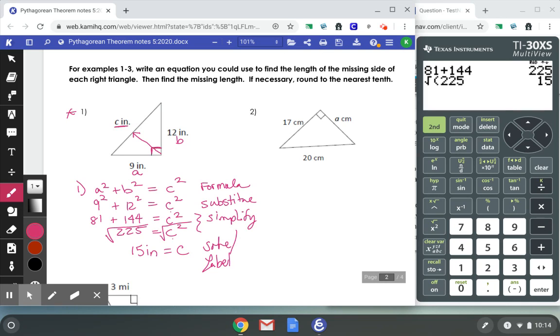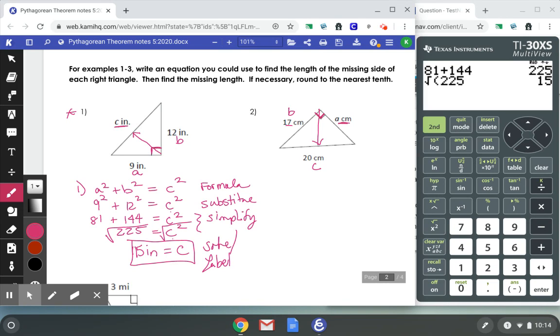Okay, so we found that the length of the side was 15. All right, let's look at number 2. Again, I look at this, and here's my right angle. The side directly across from it is C, my hypotenuse. The 2 remaining sides are going to be the legs. This one is already labeled A, so I'll leave that A, and this is B.